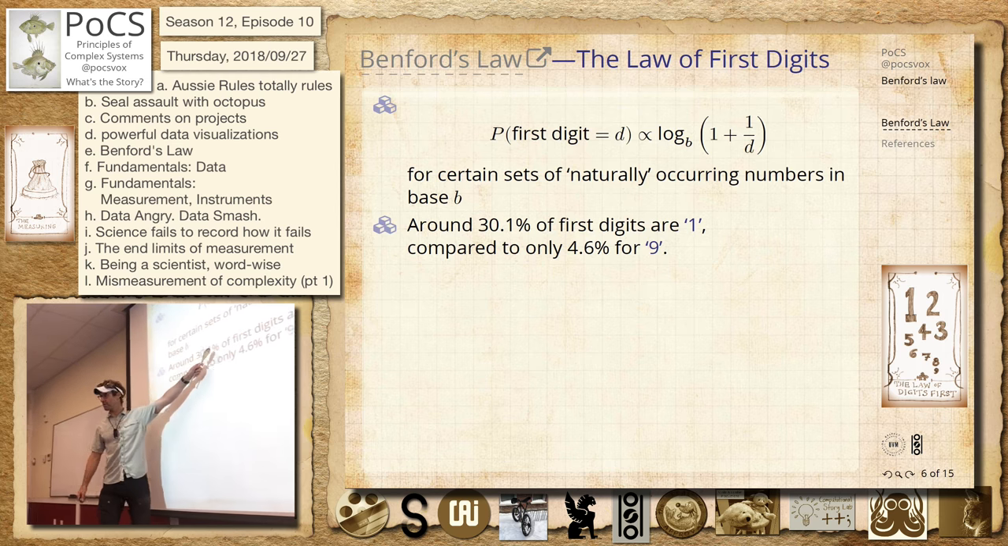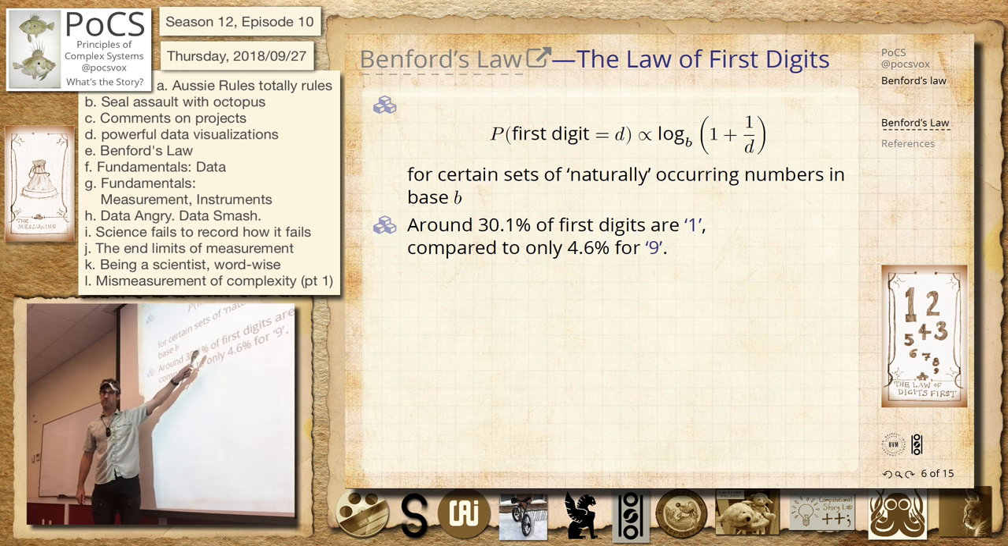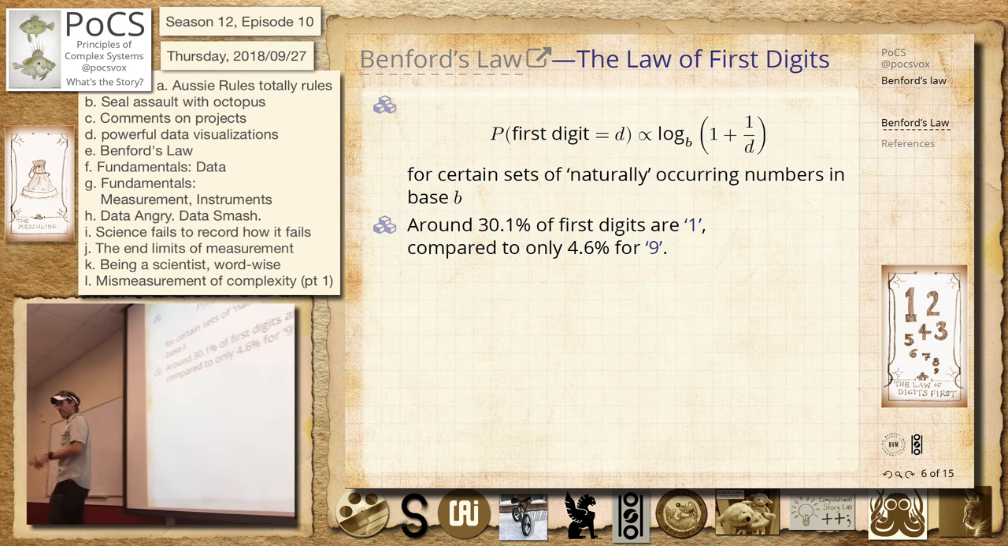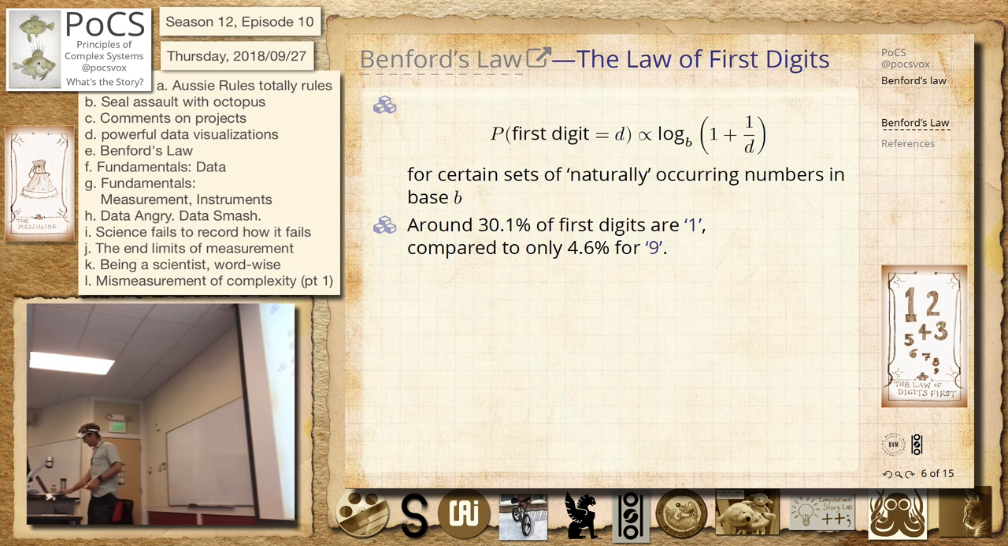So 30% of first digits are going to be 1. That's a hugely weird discrepancy. And only around 4.5% for 9. So what's going on here?